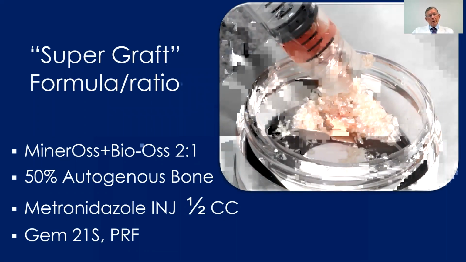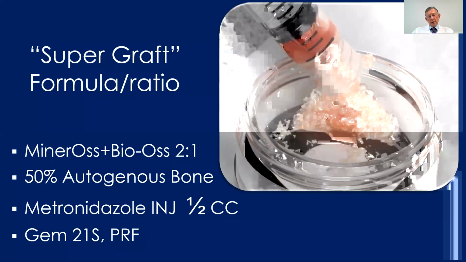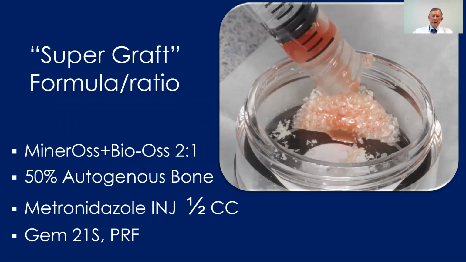And we developed a super graft formula ratio, which has been shown to be very predictable and gives us the results that we're looking for in these cases. On the screen, as you can see, it's a combination of mineralized particulate bone combined with biowash, which is not allograft, xenograft. In all the cases that we can, we harvest enough autogenous bone to equal 50% of that.